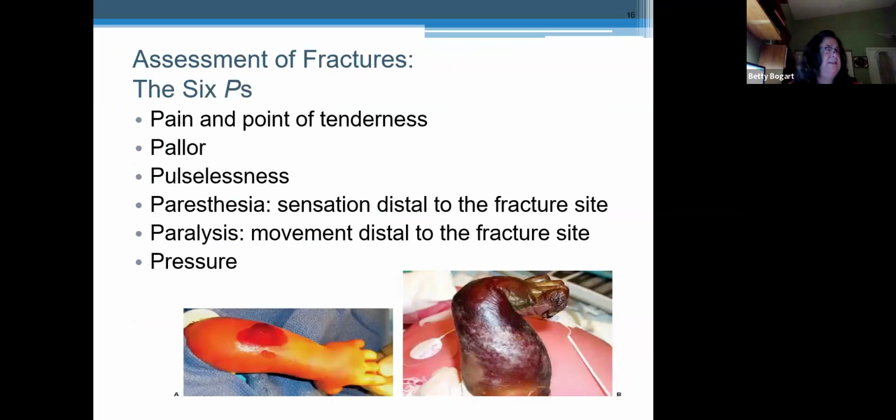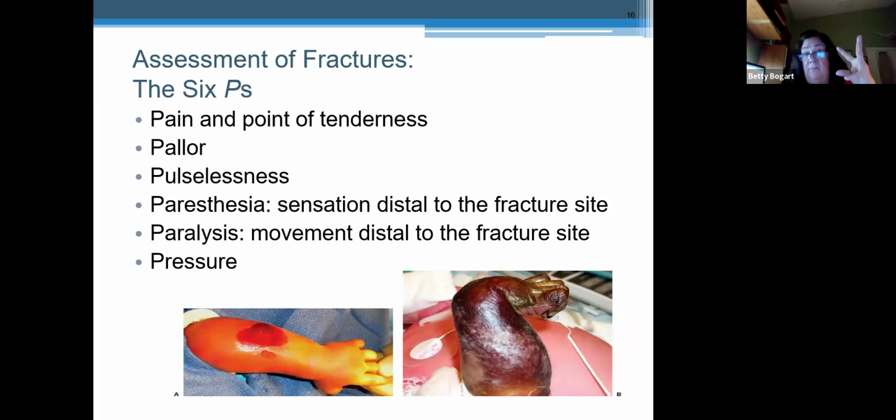So after we get the cast on, after we are evaluating to send them home, teaching parents, teaching children, and also monitoring this ourselves are the 6 Ps. And you need to know these 6 Ps. You need to understand, is there pain there? What is it like? What do the fingers or the toes look like, depending on where the cast is? Are they pale? Are they pink? If you can feel a pulse, can you feel a pulse there or not?